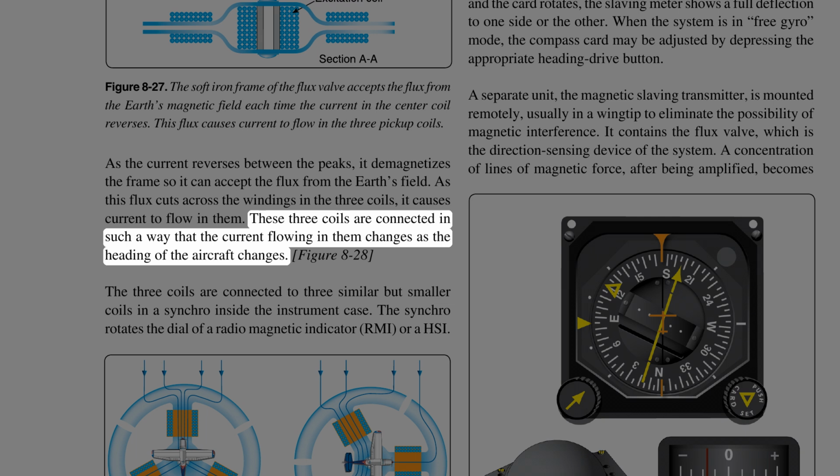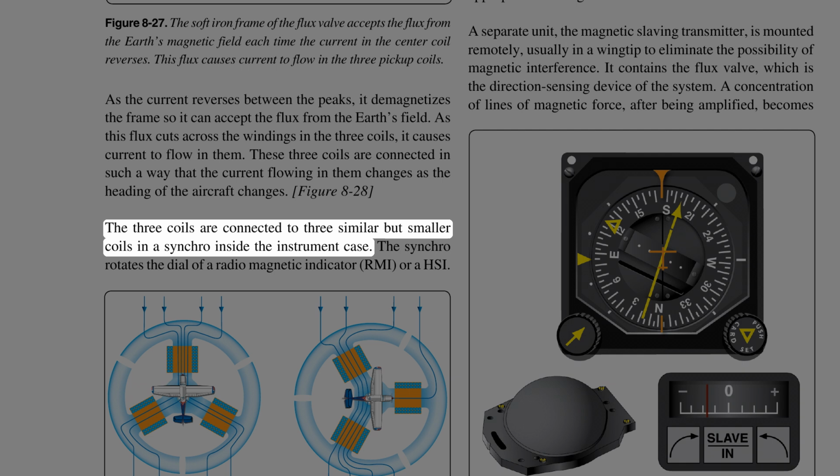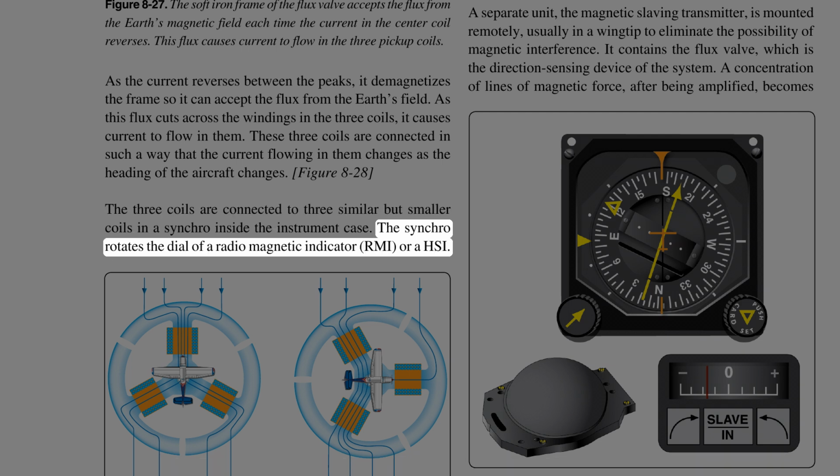As this flux cuts across the windings in the three coils, it causes current to flow in them. These three coils are connected in such a way that the current flowing in them changes as the heading of the aircraft changes. The three coils are connected to three similar but smaller coils in a synchro inside the instrument case. The synchro rotates the dial of a radio magnetic indicator, RMI, or an HSI.